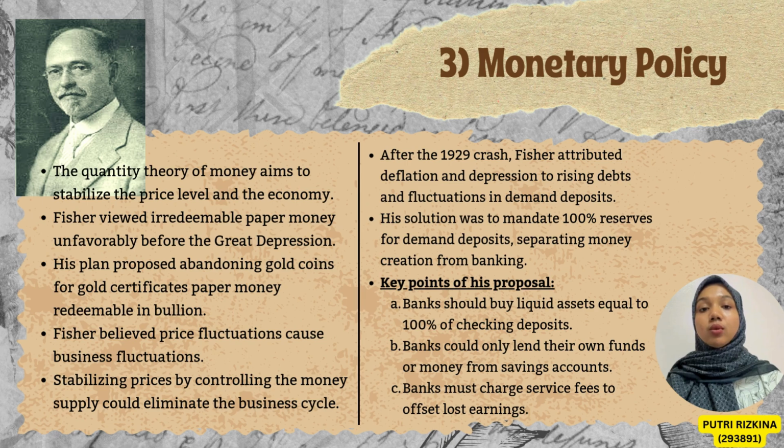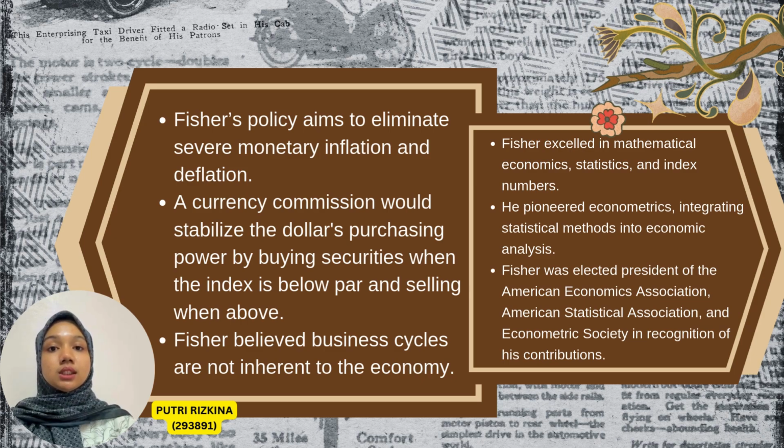The second one is banks could lend only their own funds or money from savings accounts. And the last one is banks must charge a service fee to offset their lost earnings. Fisher's monetary policy aims to eliminate severe monetary inflation and deflation. In this policy, Fisher also explained that the currency commission would stabilize the dollar's purchasing power by buying securities when the index is below par and selling the securities when the index is above par.